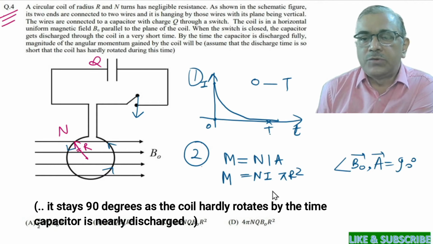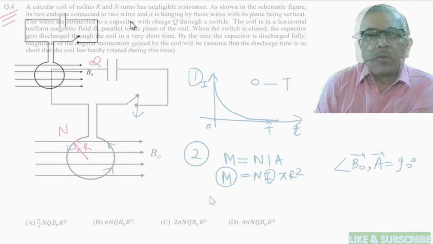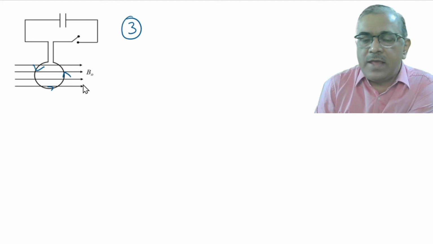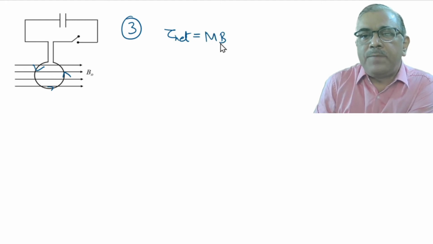Second point, you should be very clear that with time the current is decreasing. Now as the current decreases, the magnetic moment also decreases with time. Now point number 3, here is a current carrying loop inside a magnetic field and hence it should experience a net torque, and the value of the net torque is given by the expression M B sine theta.